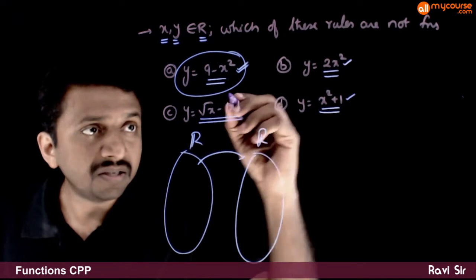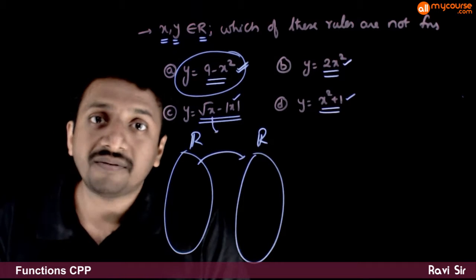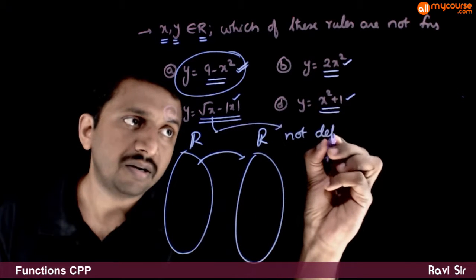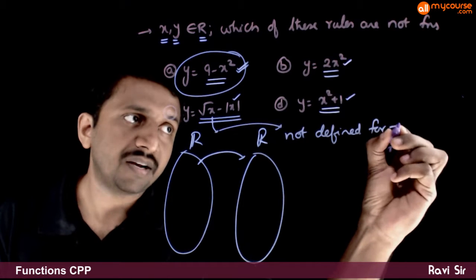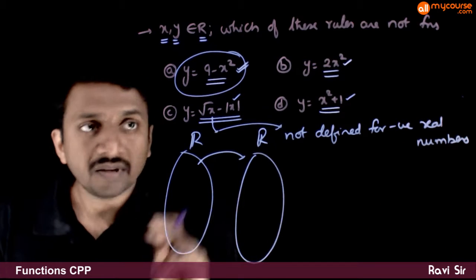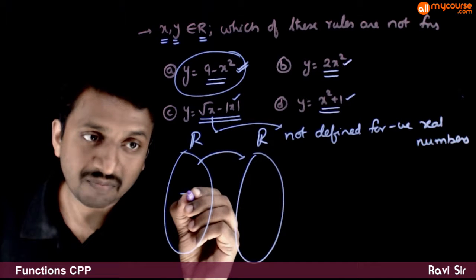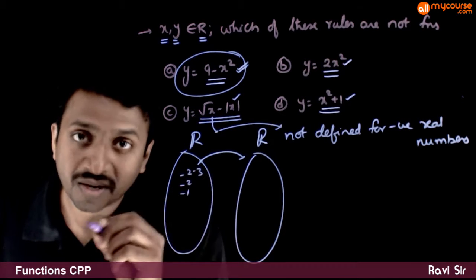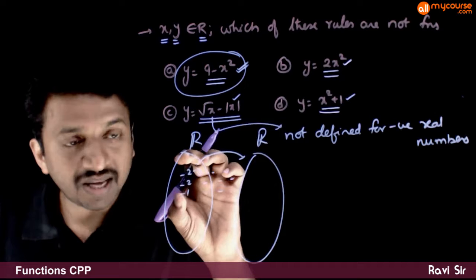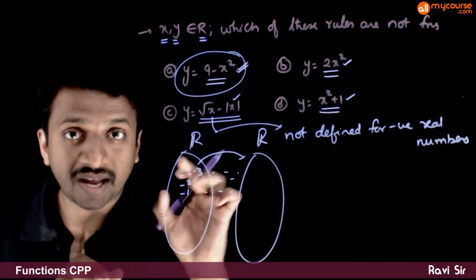But in the third option, mod x is defined for all real numbers, but root x is not defined for negative real numbers. Hence, negative numbers like minus 1, minus 2, minus 2.3, and so on, do not have any image in the second set. It means some elements in the first set are being left out. So some elements in the domain are being left out.